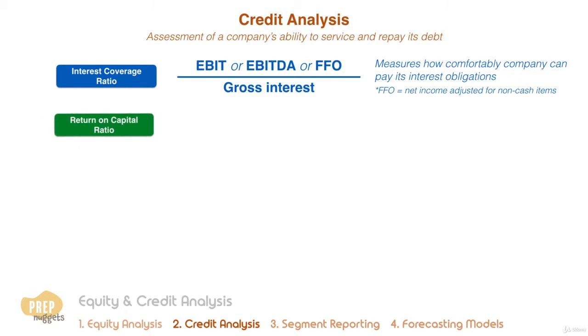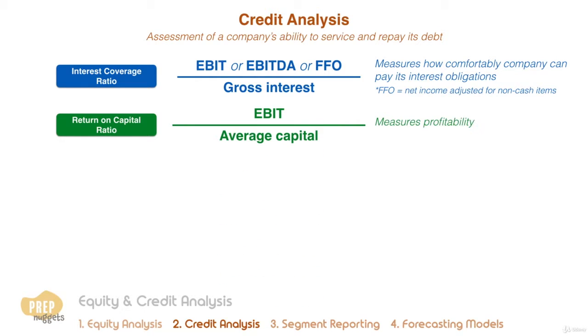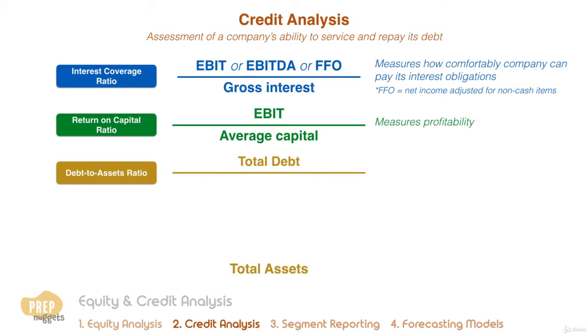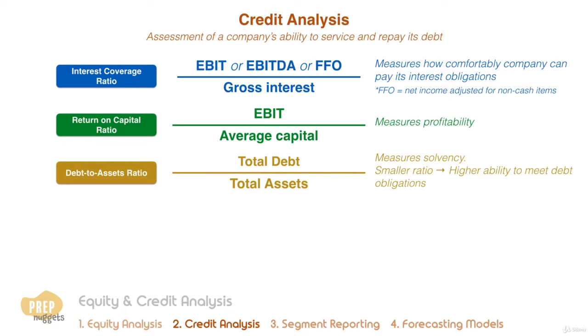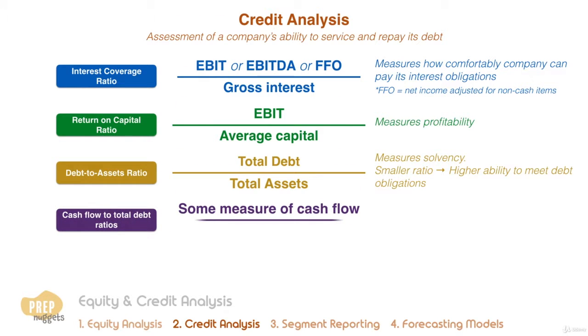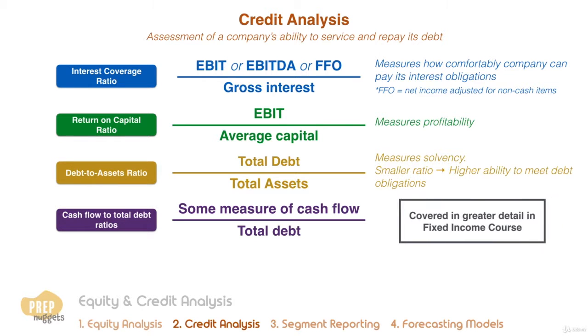The return on capital is a measure of the profitability of the firm. The more profitable a firm is, the more likely the firm is able to meet its debt obligations. The debt-to-assets ratio measures the solvency of the firm. The smaller this ratio, the smaller is the firm's debt with respect to its assets, and the higher the firm's ability to meet its debt obligations. The other ratios focus on the various cash flows to total debt. These will be covered in the fixed income course.